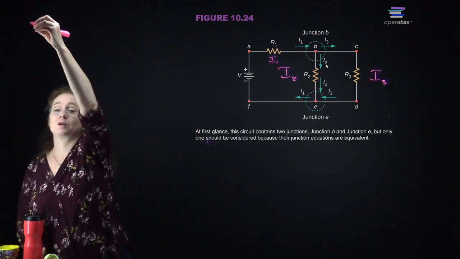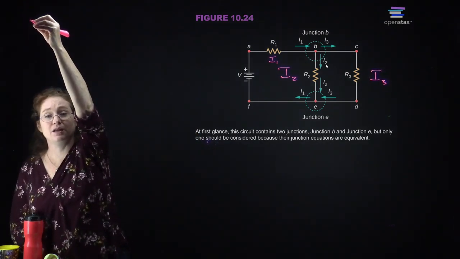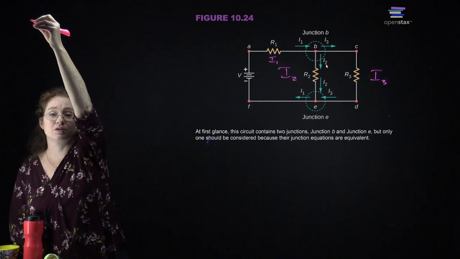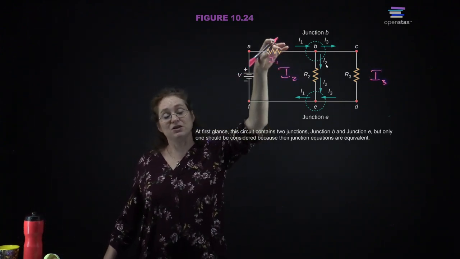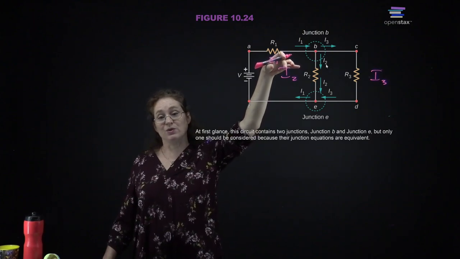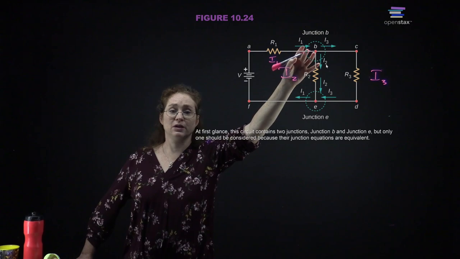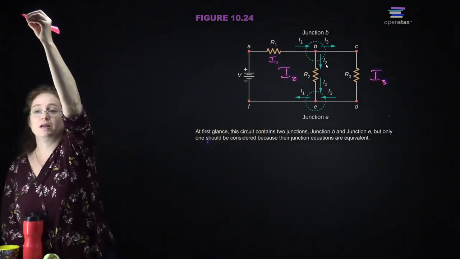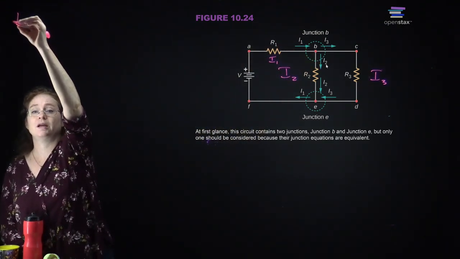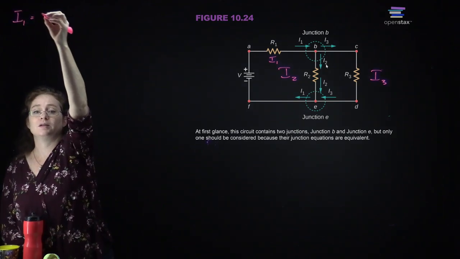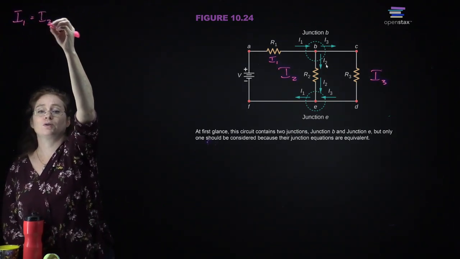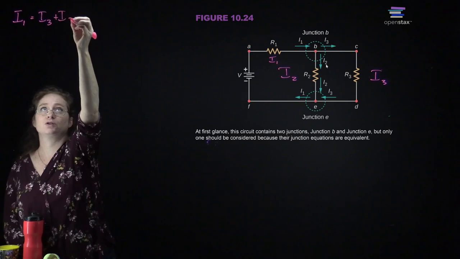So the first one says that the sum of the currents going into a junction has to equal the sum of the currents going out of the junction. So if we look at this junction at corner B, we end up with the following equation. We say I1 has to equal I3 plus I2.